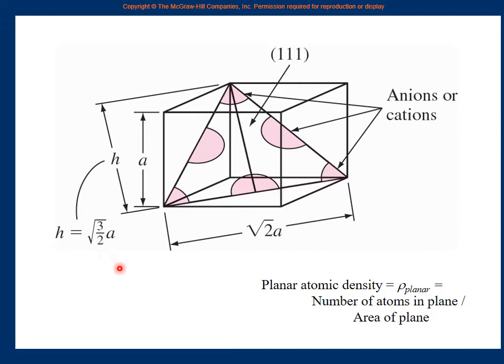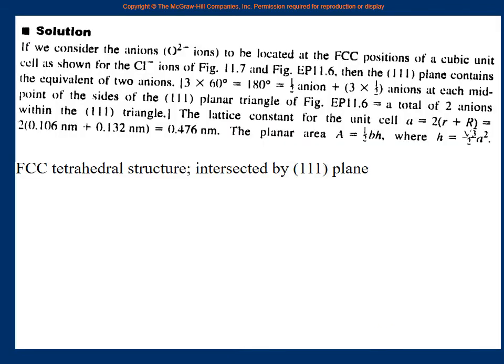So this is the diagram. From here you find the equivalent number of atoms cut by this plane and the area. So the area, of course, if it is a triangle, it is half base into height. So half is there, base is root 2a, height is root 3 by 2a, and therefore you can find the area. So let us proceed and see.